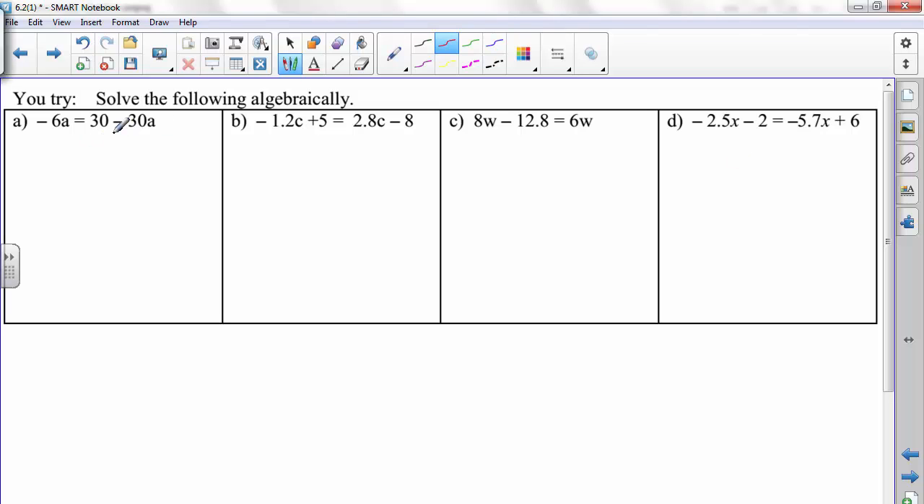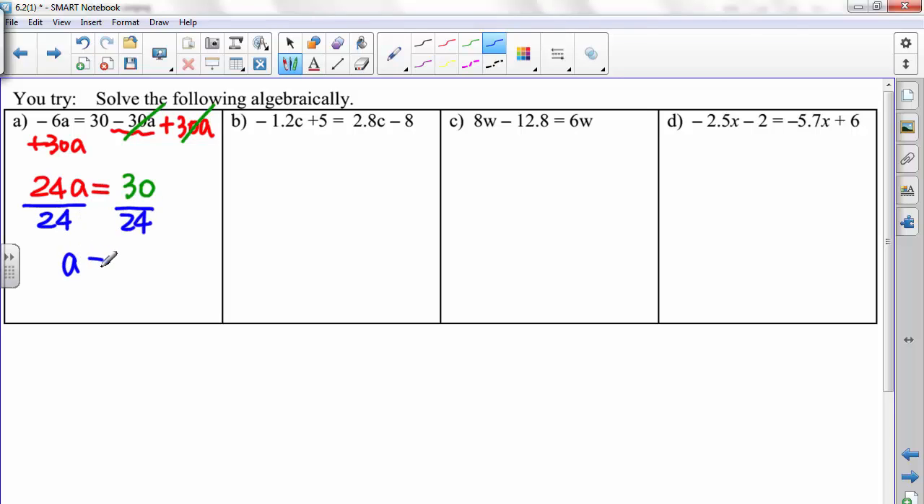The first one, I want to remove negative 30a from the right side. So I add 30a to both sides. Negative 6a plus 30a, combine the like terms. That's 24a equals negative 30a plus 38 on the right side. They got canceled out. I only have 30 left. 24a equals 30. If I want to solve for a, I divide both sides by 24.